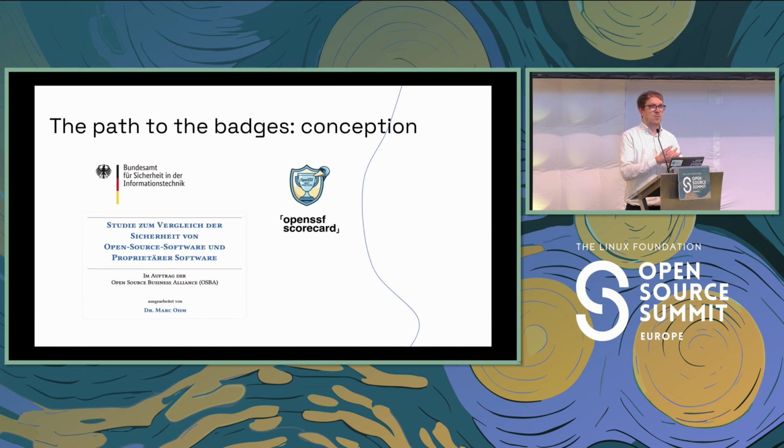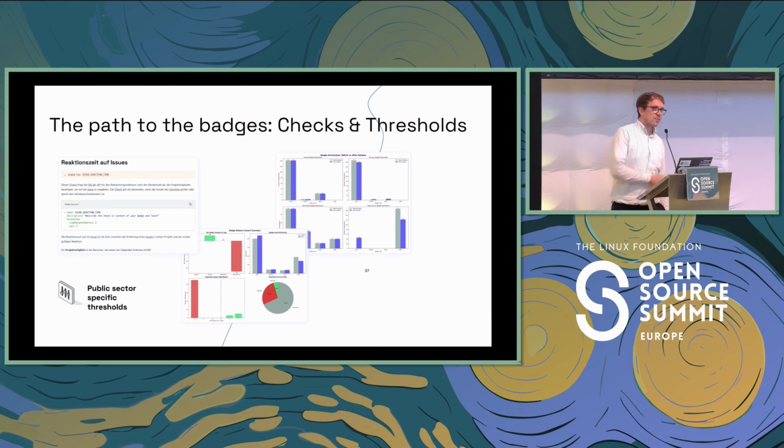So we didn't invent all this stuff new. We work with what's there. So there are the OpenSSF scorecards. There's the IT Grundschutz in Germany from the BSI, and there are different studies like this one from Mark Ohm I just did a citation on. And we discussed those criteria and identified the parts of the criteria that can be automated and put into the software program.